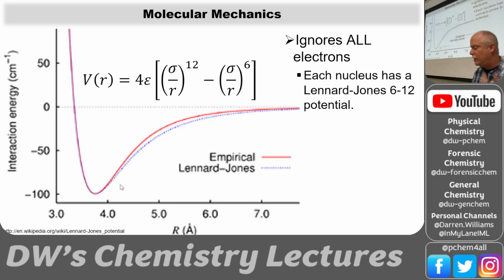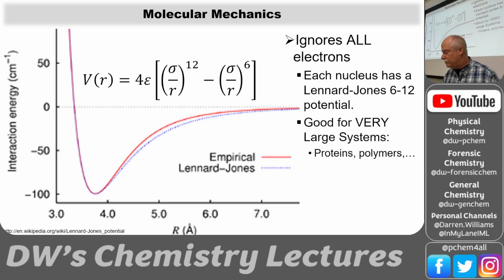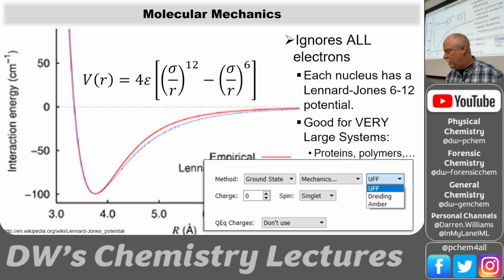So this is how it gets around the electron correlation, is by ignoring all the electrons. It's really good because it's so fast for larger systems. So if you're going to do a protein or an enzyme or something like that, this would be the model that you would use for thousands of atoms. Okay? And so this is how you select it. On that method tab, you click mechanics here, and then you pick your model, and UFF would be the model that I would choose.